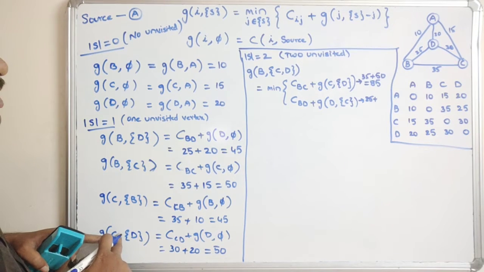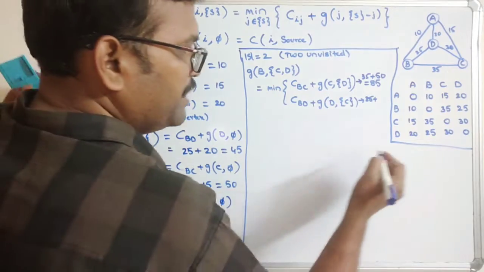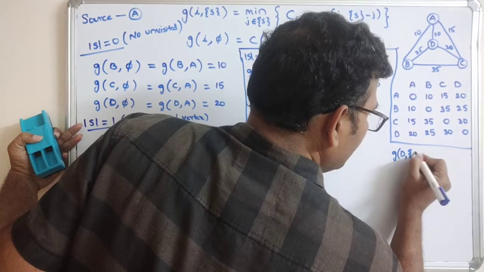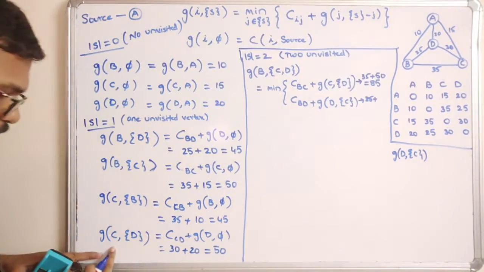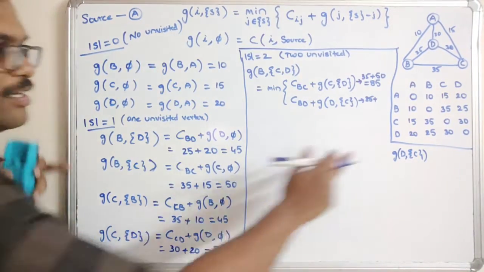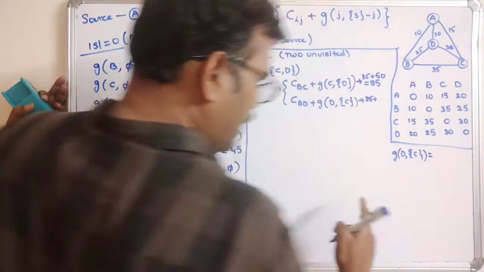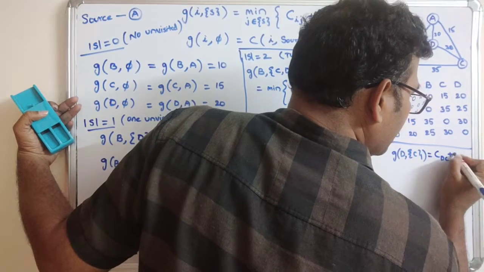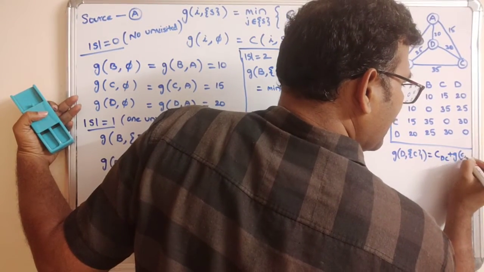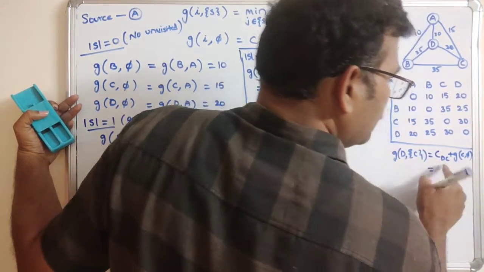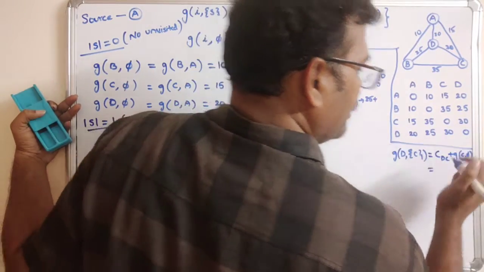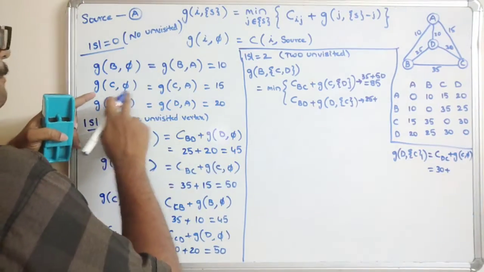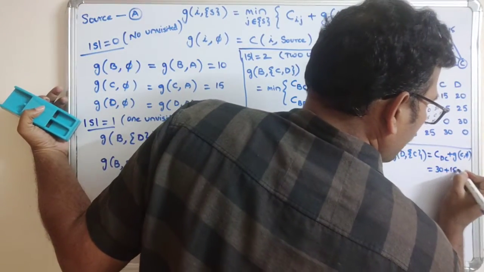Oh, we have missed it. Yes, we missed it. I'll write here G of D comma C. We have calculated till CD, so for D also we have to calculate. So C of DC plus G of C comma pi. So which is DC 30 plus G of C pi 15, is equal to 45.